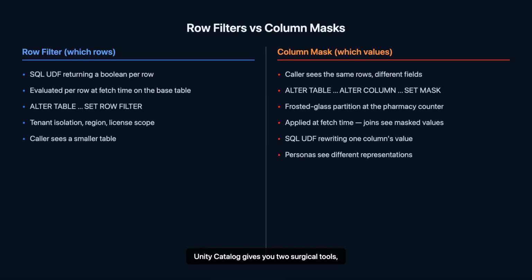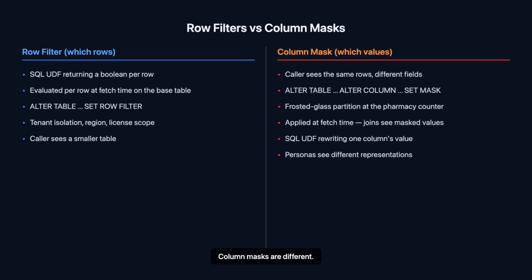Unity Catalog gives you 2 surgical tools, and the distinction is the cleanest decision rule in this domain. Row filters decide which rows the caller can see. A SQL function returning a Boolean per row, evaluated per row at fetch time on the base table. You attach it with alter table set row filter. Use them for tenant isolation, region restrictions, or licensing scope. The caller sees a smaller table.